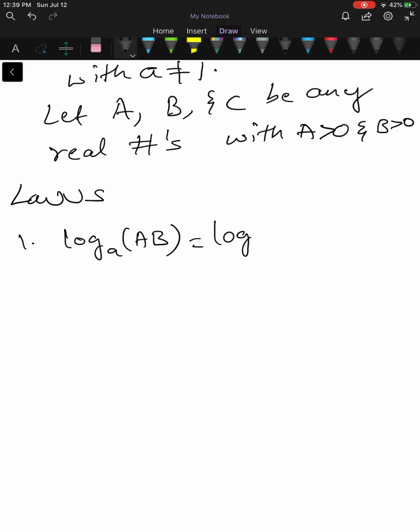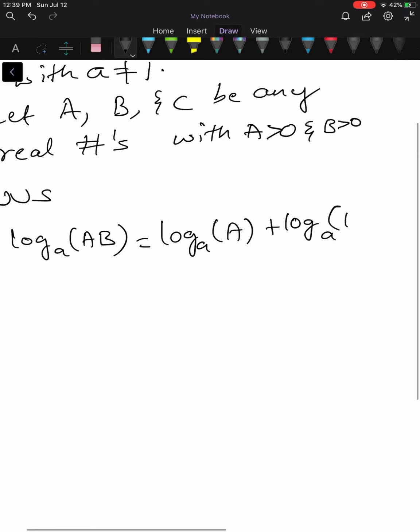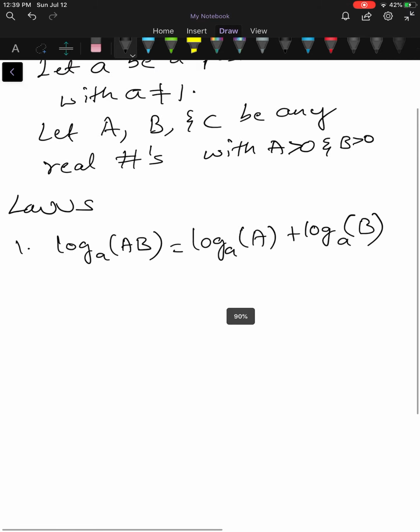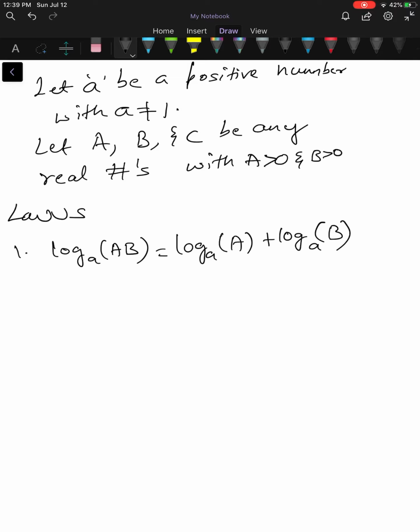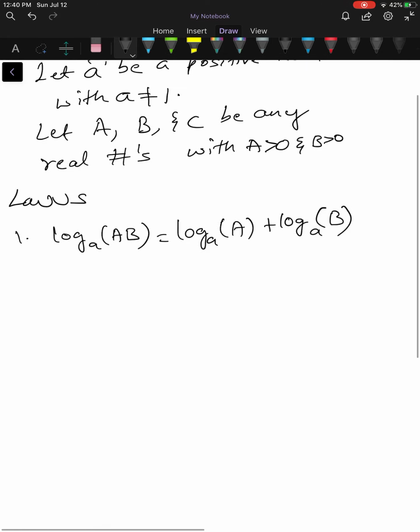So log base a of AB is equal to log base a of A plus log base a of B. That means the logarithm of a product of numbers is the sum of the logarithms of the numbers. Let me prove this for you.